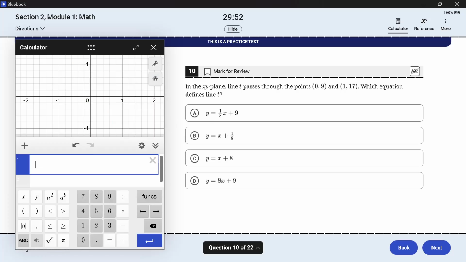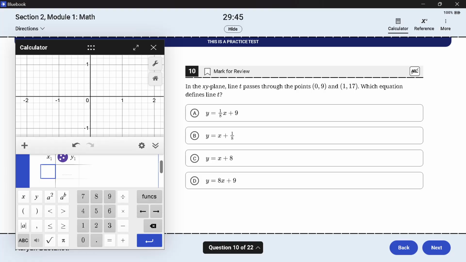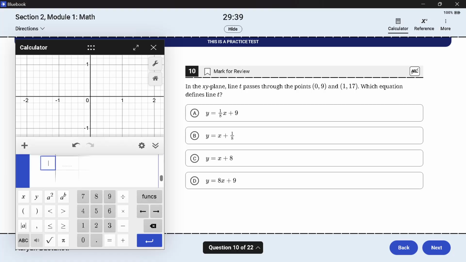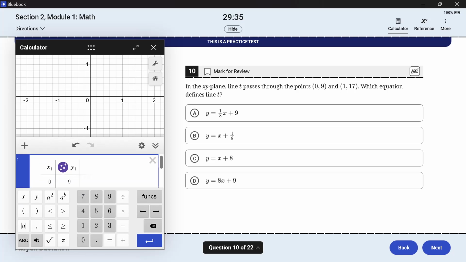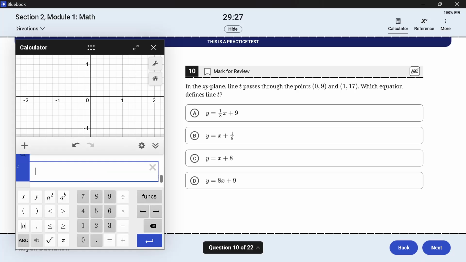First of all, we need to find the slope, or you can do it in Desmos. If you know already, please do it. If you do not know, look here, you need to add a table, and what you need to do is write the x value and the y value. Write x1 and y1, and we are using regression.